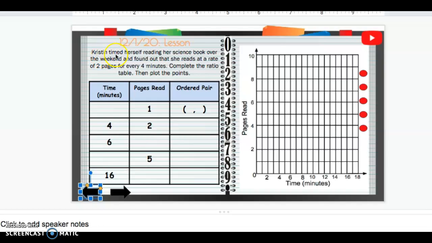All right, so it says Kristen timed herself reading her science book over the weekend and found out that she reads at a rate of 2 pages for every 4 minutes. Complete the ratio table, then plot the points.